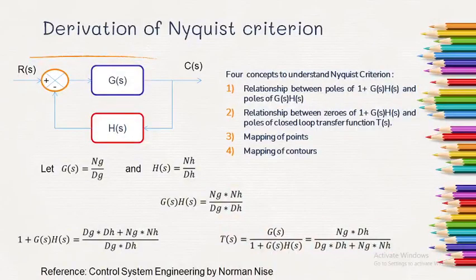So here I have done some derivation of the Nyquist criteria. To understand this criteria, first we'll understand these four major concepts, and then relating these concepts will help us to understand the logic behind the Nyquist. The first concept is the relationship between the poles of 1 plus G(s)H(s) and the poles of G(s)H(s).